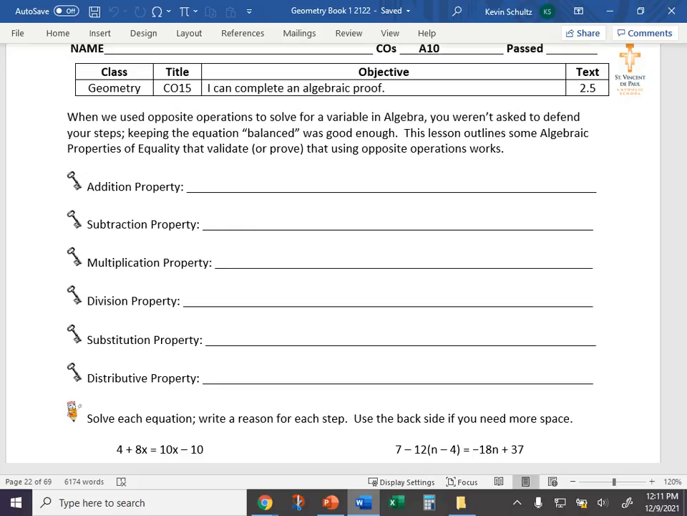proof. Joey, John, is there? No. John, what do you need?